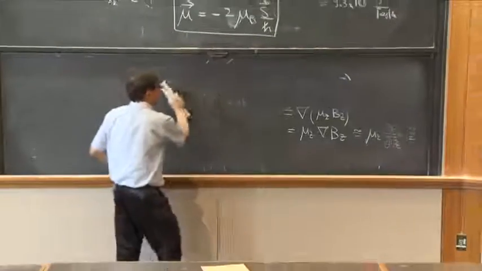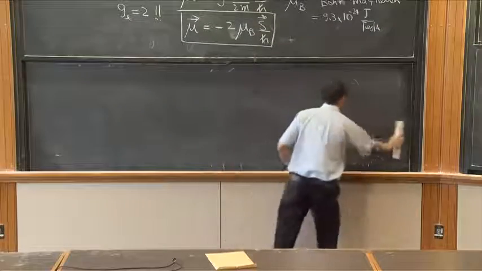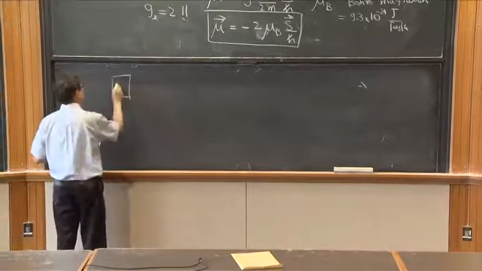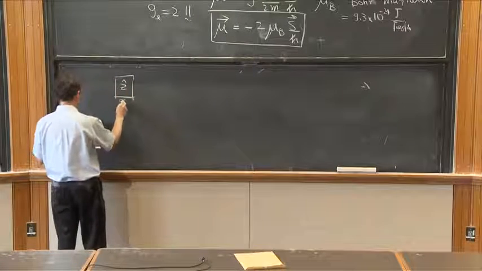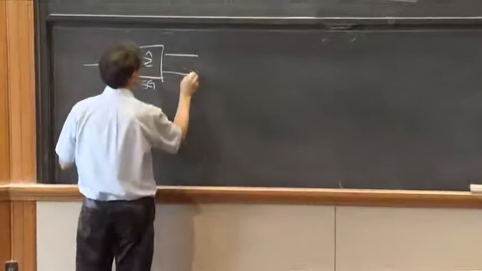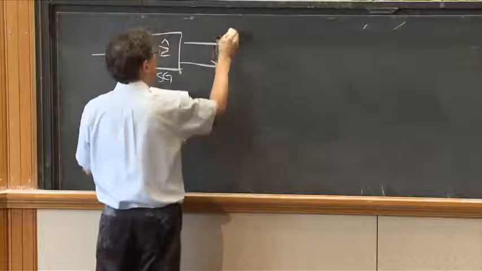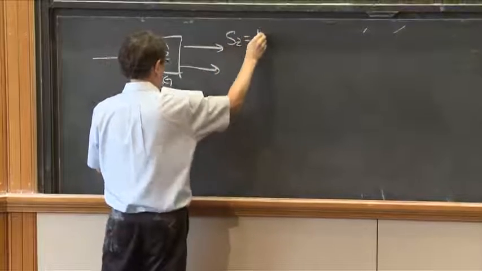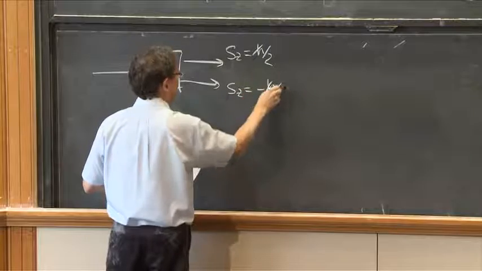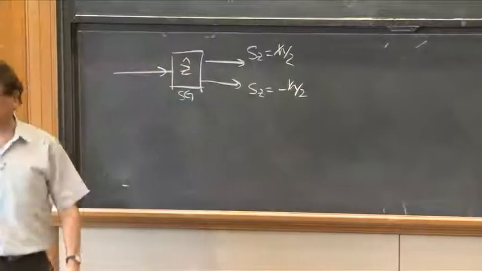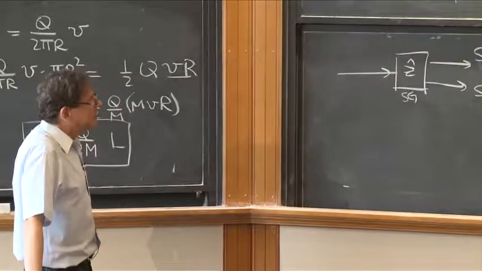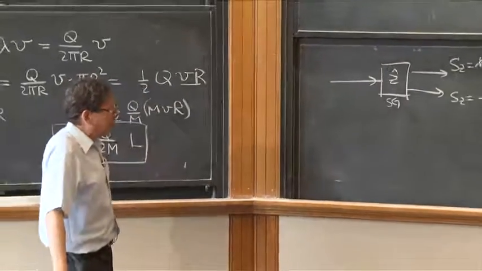Instead of drawing all that stuff, we'll draw a little box called a z-hat box, a Stern-Gerlach apparatus. In comes a beam. Out would come two beams, Sz equal ħ/2 and Sz equal minus ħ/2. In the convention that the plus goes up and the minus goes down, which I think is probably consistent with that drawing.